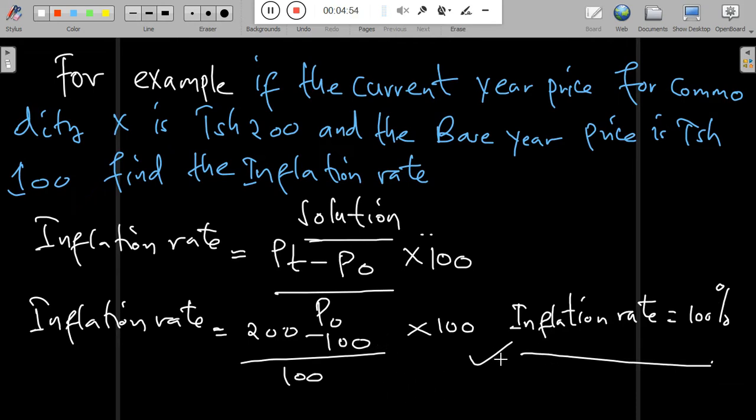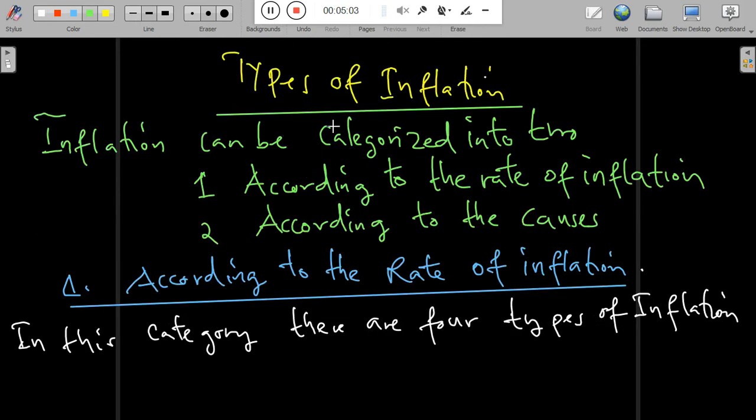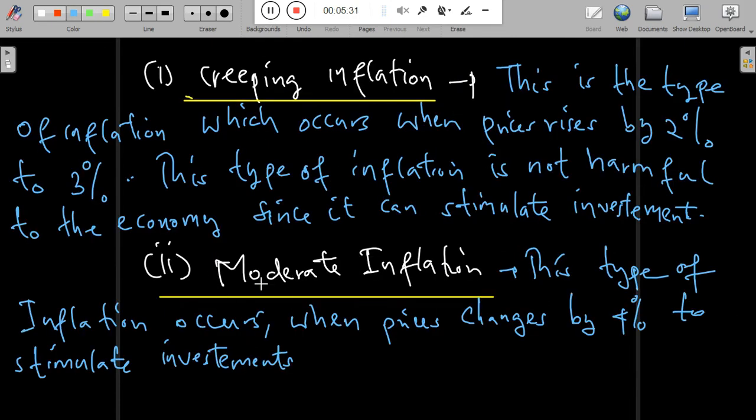Now let's try to discuss the types of inflation. Inflation can be categorized into two: according to the rate of inflation and according to the causes. According to the rate of inflation, there are four types of inflation. The first one is creeping inflation. Creeping inflation is a type of inflation which occurs when the price rises by 2% to 3%.